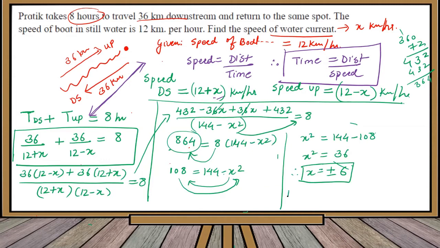Hence, the speed of the water current is 6 kilometers per hour. Done. Okay, let's see one more scenario.